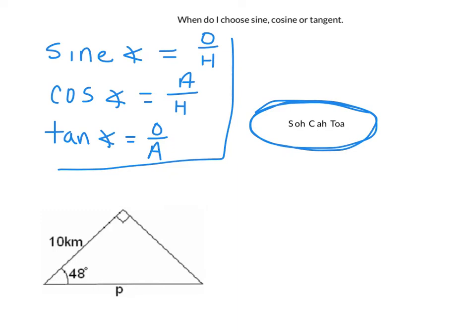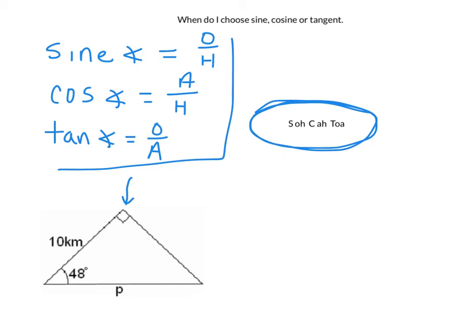So let's dive into the problem. We have a triangle, and the first thing we want to do is identify the reference angle. Before that, this symbol tells you that we have a 90-degree angle. That means we have a right triangle. Everything we do in introductory trigonometry is usually limited to right triangles.